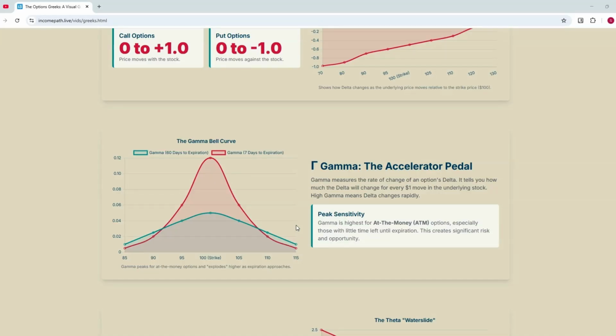And so gamma is highest for out of the money options, especially those with little time left to expiry. This creates a significant risk and an opportunity depending on which way you look at it. So we can see the gamma for a 60-day option is all flat. And then when you've got a 7-day, you can see the value peak here.